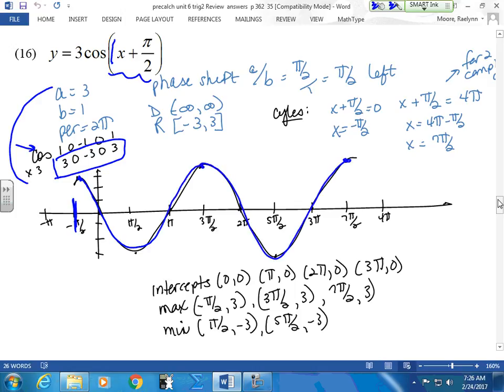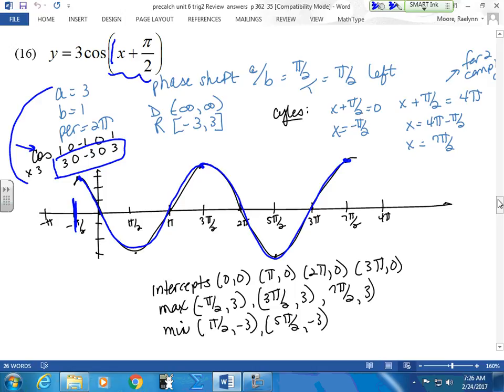Why did you put, oh. I asked this one to say 2 full cycles. So this one you had to go a little further out. Just a little short of 4 pi actually.